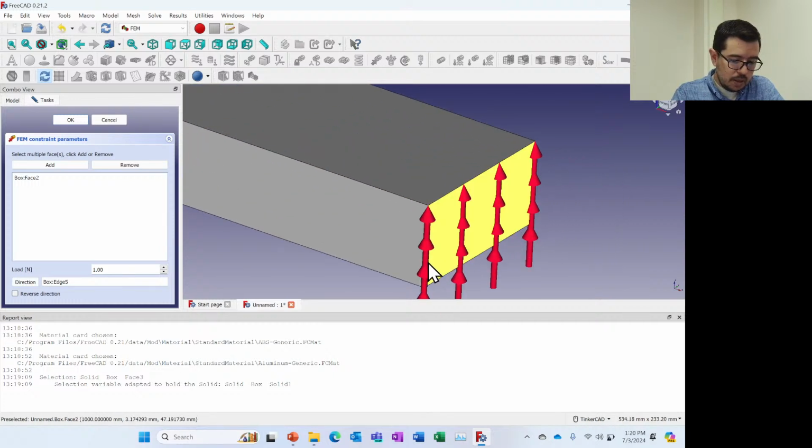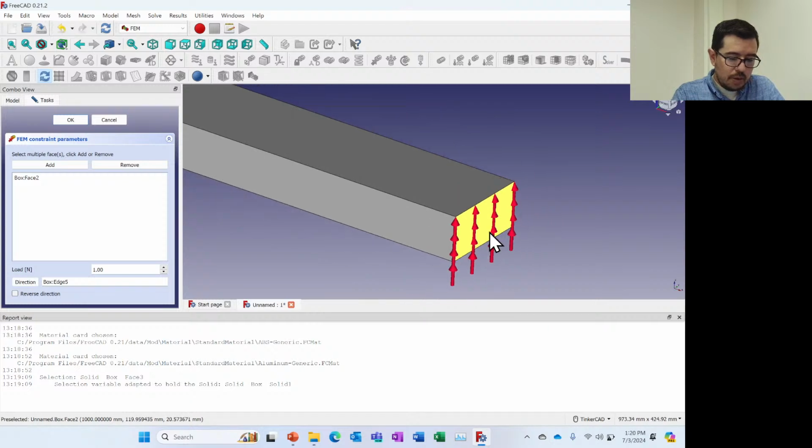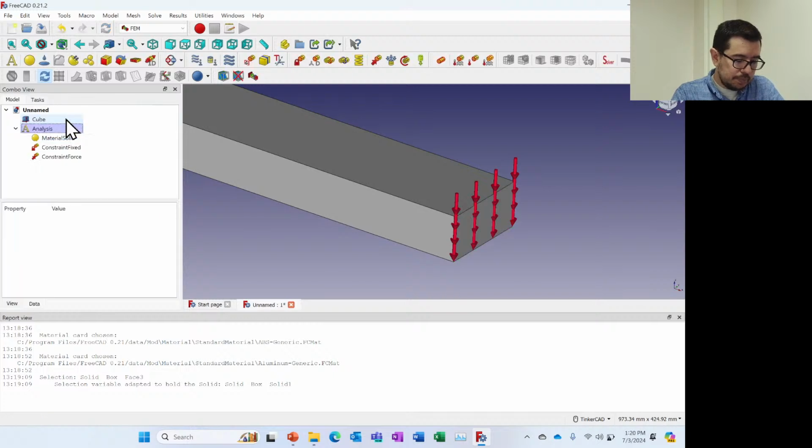But gravity typically acts downward, so we're going to go ahead and flip it. So we're going to reverse direction over here, like that. So now it's acting downward. We hit OK.